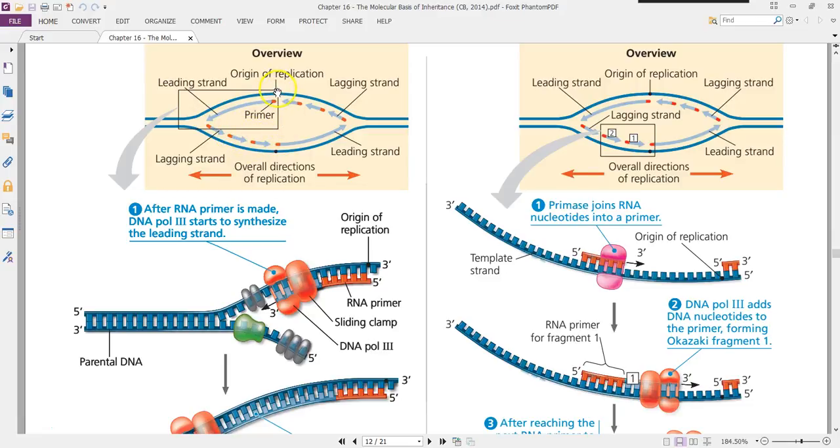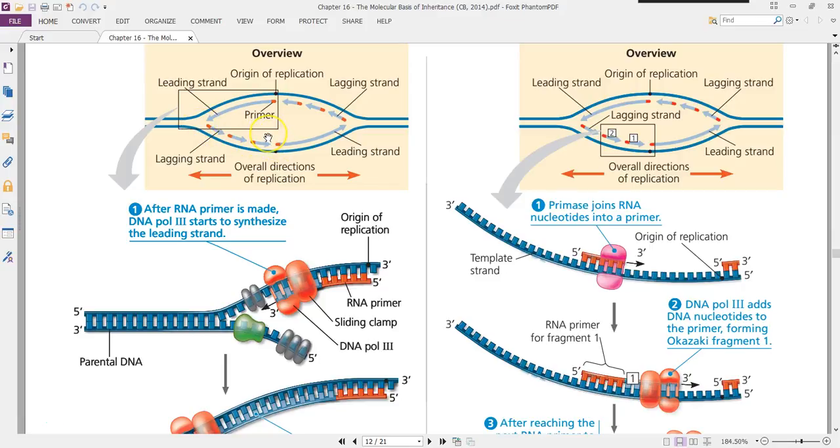Because if this parental strand is 3' to 5', then this parental strand must be 5' to 3'. And that means that this daughter strand must be 3' to 5'. So the DNA polymerase 3 here can't work this way to create that daughter strand. It has to work in the opposite direction, this way.